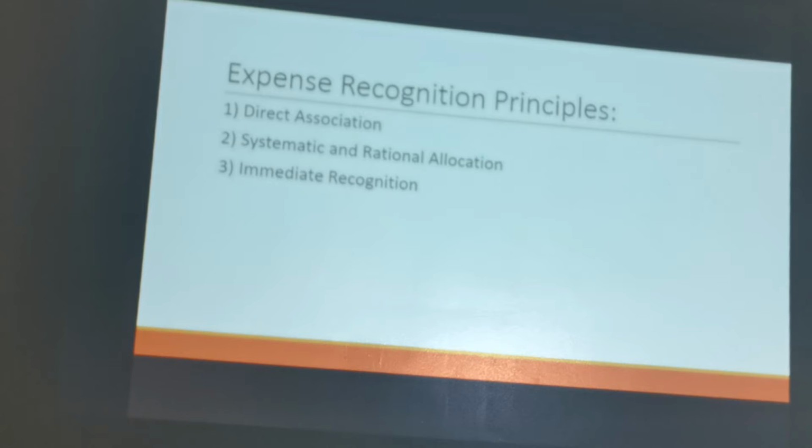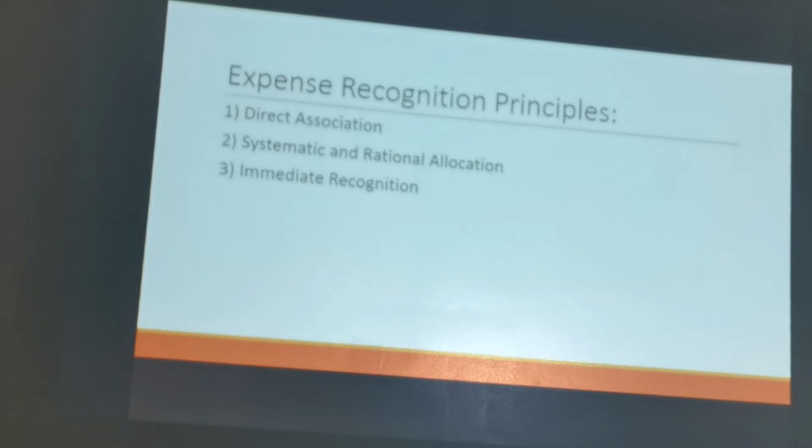Now, if there is no direct association between the expense and the revenue, but you feel there's an expense, try number 2, systematic and rational allocation. Baka naman pwede mong i-allocate yung expense over a certain period of time. For example, depreciation. There's no direct relationship between depreciation and the revenue that you earned or generated, right? However, you can still recognize depreciation as an expense for the period through what we call rational allocation.